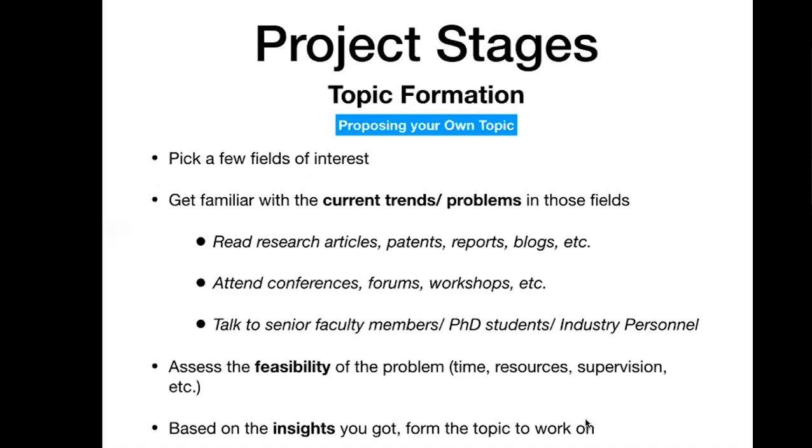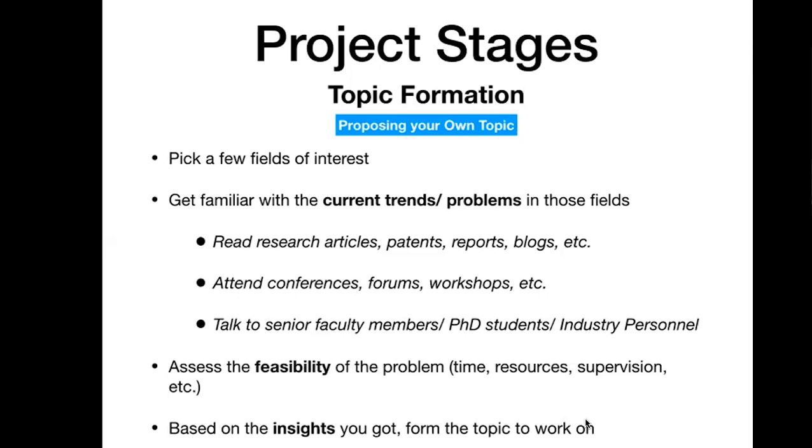So there are two approaches of forming a topic. If you want to propose your own topic and start working on a field that you're passionate about, then maybe this method might be helpful for you. For that, I would advise you to select a few fields that you are really interested in, based on the things that you have learned in the class, and also based on the things that you have heard from seniors, from your lecturers, and from other sources of media, such as books, papers, YouTube videos, blogs, etc. And then after you pick these fields, get familiar with the current trends and problems in those fields.